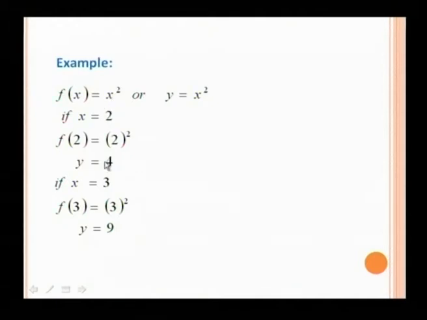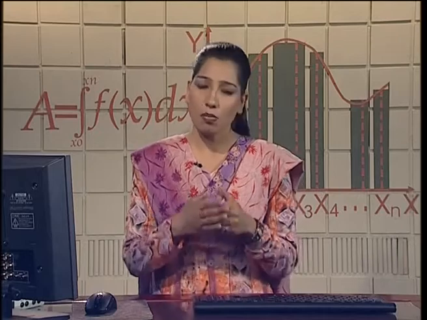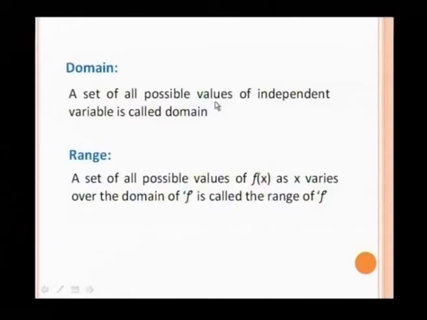Then if we put x is equal to 3, so function become f of 3 is equal to 3 square, or finally the function value or y is equal to 9, which shows that if we have domain is equal to 3, so range would be equal to 9. Now we can simply define domain and range. You can see the definition of domain and range more clearly or more simply on the screen. Domain is a set of all possible values of independent variable, and range a set of all possible values of f of x as x varies over the domain of f is called range.